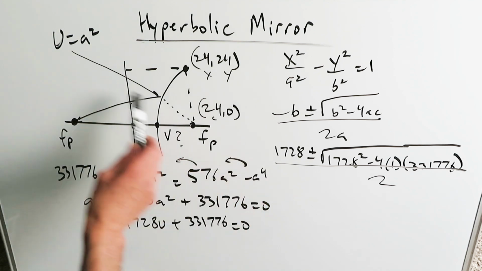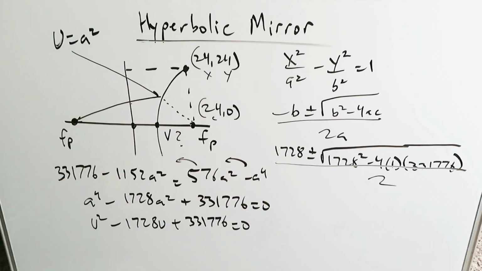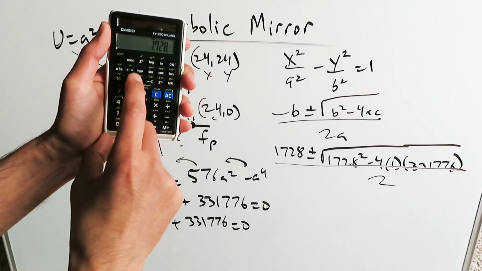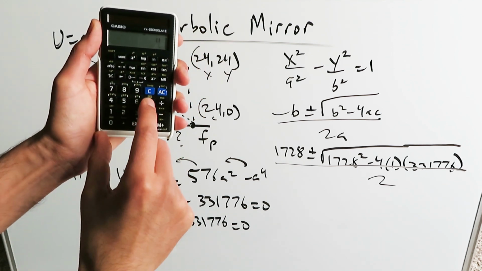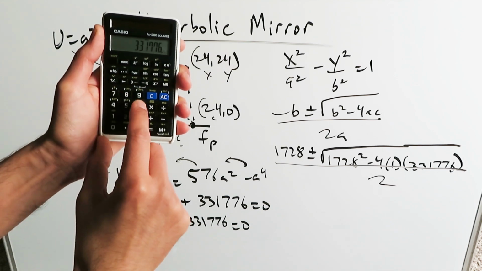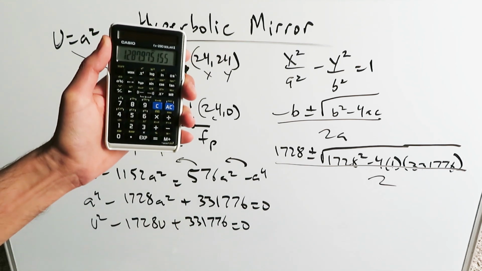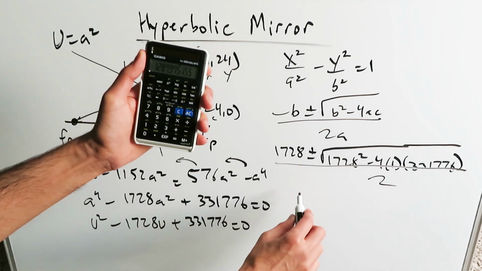We know all the time that u is equal to that, but u is equal to a squared. So at the end we have to do some square rooting. So we cannot forget that step. Let's work in the square root. I have 1728 squared minus 4 times 331,776. I'm going to square root this. This represents my item here in the radical, and we'll write it out for you.